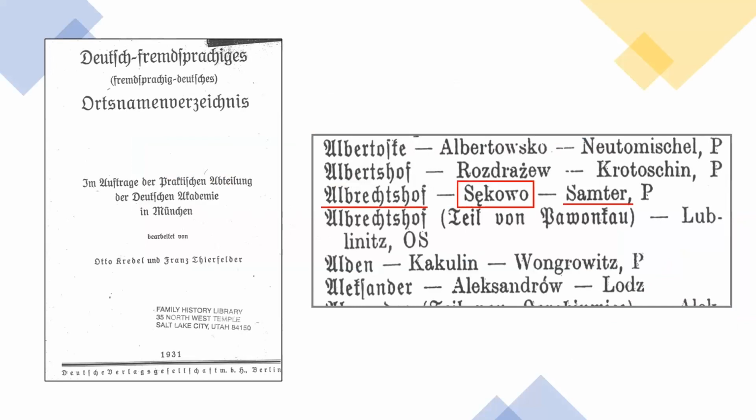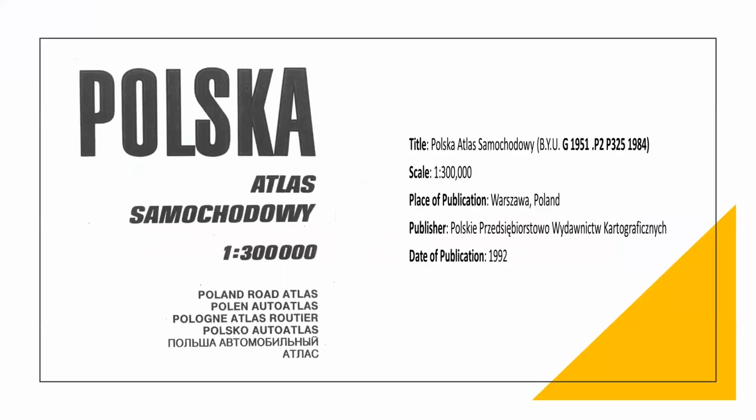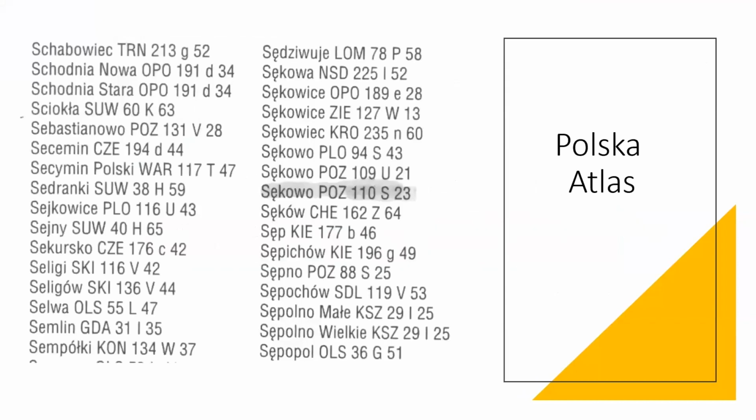Sekowol. At the beginning of this lecture, we used a Polish atlas called Polska Atlas Drogowy to look up the German town of Stegmansdorf on a modern map. The following is another Polish atlas that could also be used, called the Polska Atlas Samochodowy, scale 1 to 300,000. This atlas is not as detailed as the Polska Atlas Drogowy, but it is still extremely helpful.